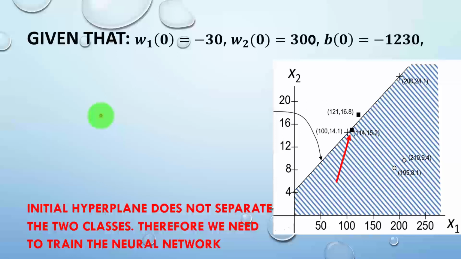Let's have some other values. Okay, proposed values. They are a bit similar, but not exactly the same. Let's suppose that W1 at time iteration 0 is equal to minus 30, W2 at the same very first iteration is 300, but the bias now, we'll change the bias. For simplicity, we'll just change the bias and make it minus 1230. Okay, so these we keep for simplicity.